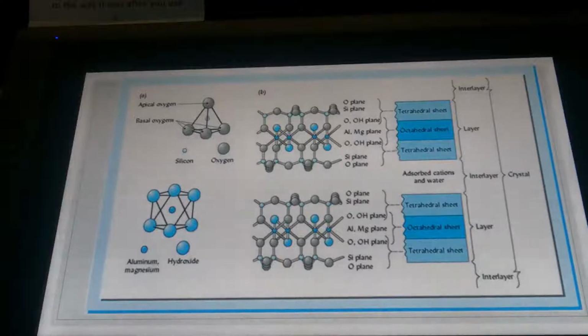Smectite, vermiculite, montmorillonite, mica, chlorite, going back to that table. Anyone have any questions thus far?